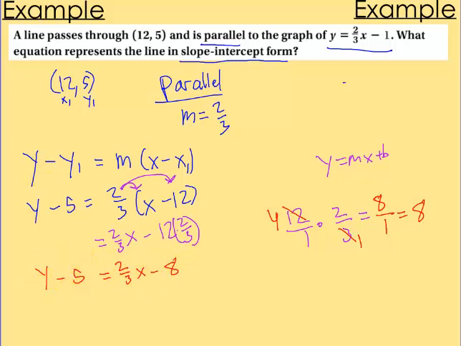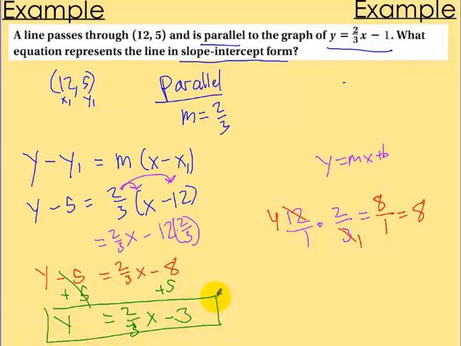Now I've got to isolate that y, so I'm going to add 5 to both sides. And what happens now is I get y equals 2/3 x minus 3. And there's my answer in slope-intercept form. y equals 2/3 x minus 3. All right, next example.